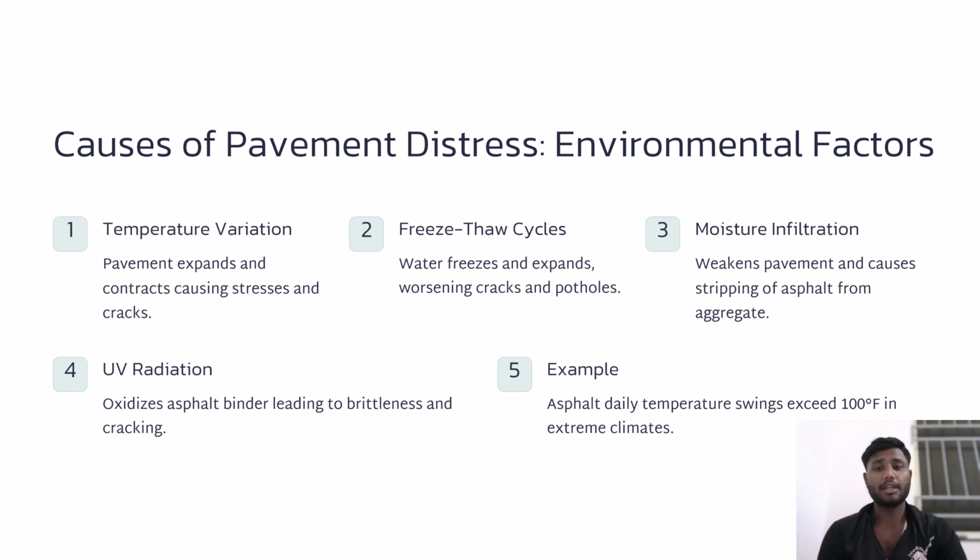Next one is UV radiation. Because of the greenhouse effect and heavy solar radiation, UV radiation oxidizes the asphalt binder, leading to brittleness and cracking. An example is that asphalt daily temperature swings can exceed 100 degrees Fahrenheit in extreme climates.